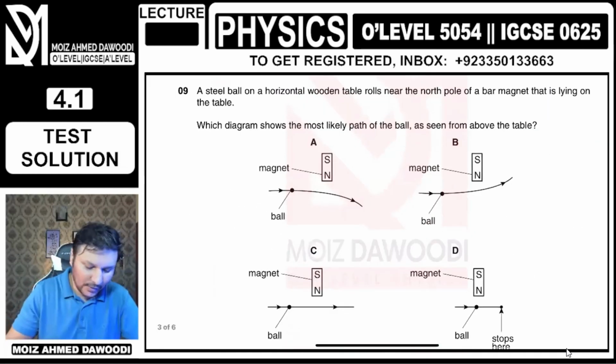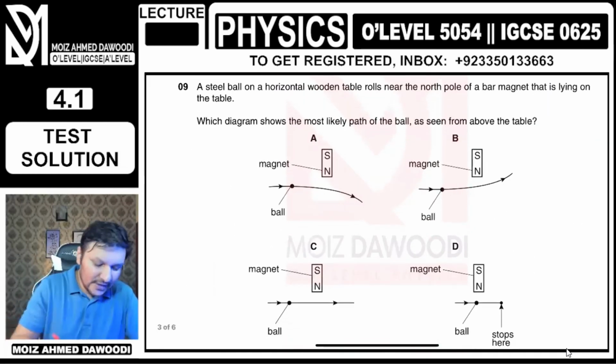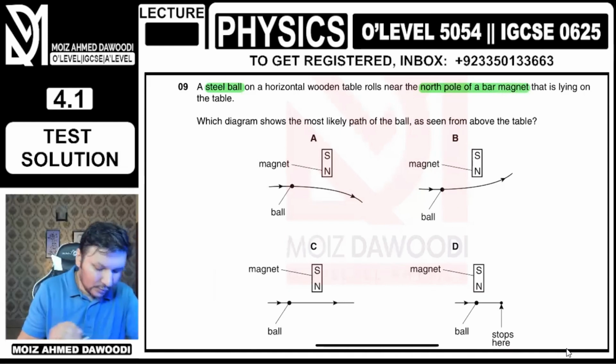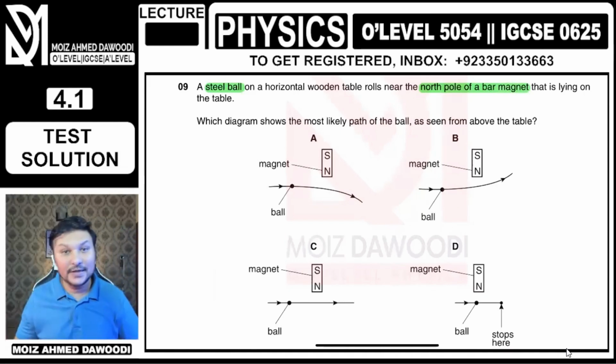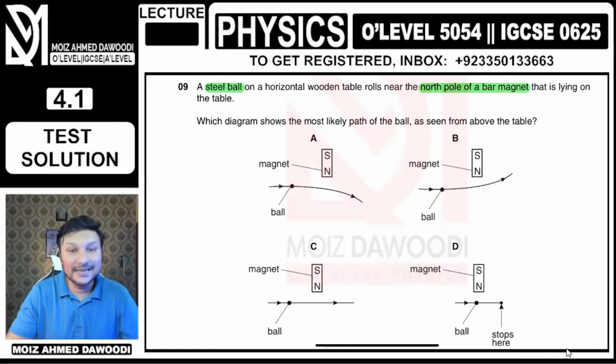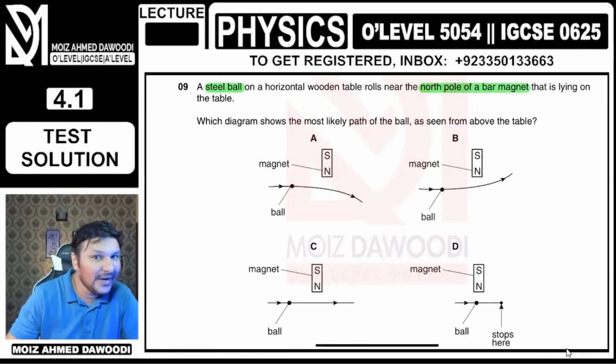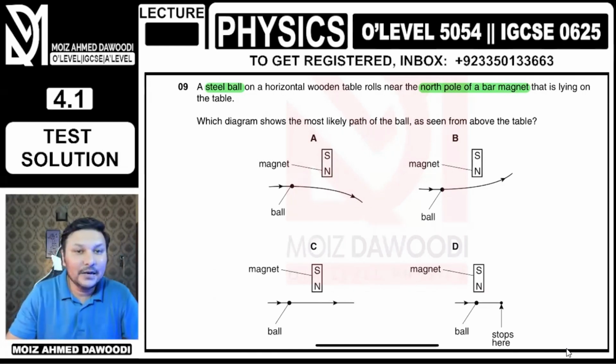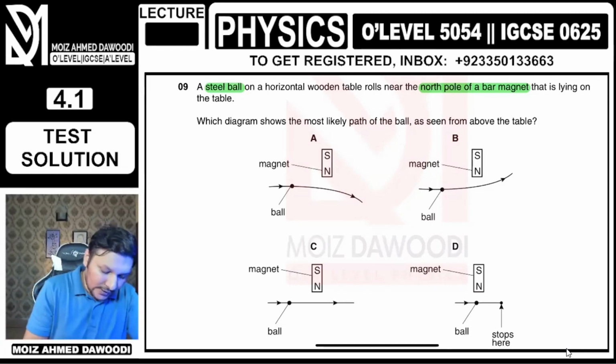Now let's talk about question number 9. A steel ball on a horizontal wooden table rolls near the north pole of a bar magnet lying on the table. He just said steel ball. He did not say that the steel ball has been magnetized. So I'll consider the steel ball as a magnetic material, not as a permanent magnet. Getting my point? So whenever a magnetic material comes near a magnet, what happens? Attraction.